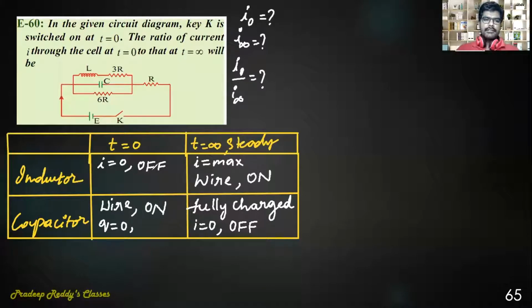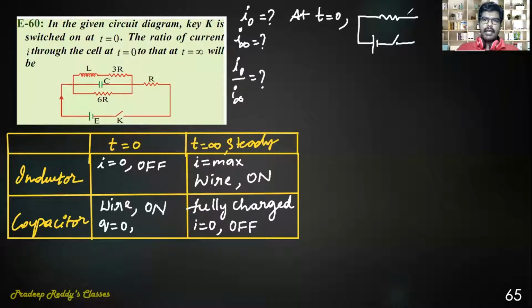So when time t is equal to 0, the inductor is switched off, the capacitor will be acting as a wire, and there will be only one resistor. So at time t equal to 0, I will be redrawing the circuit like this.